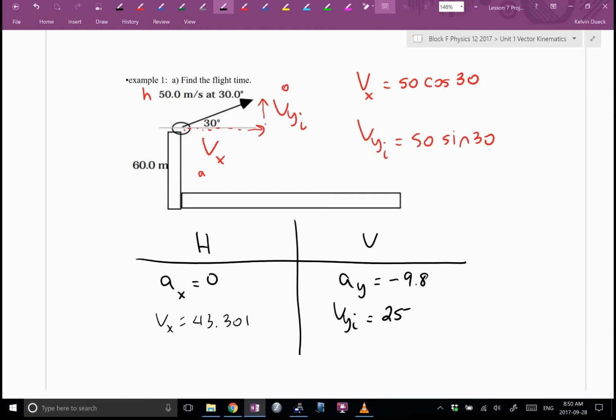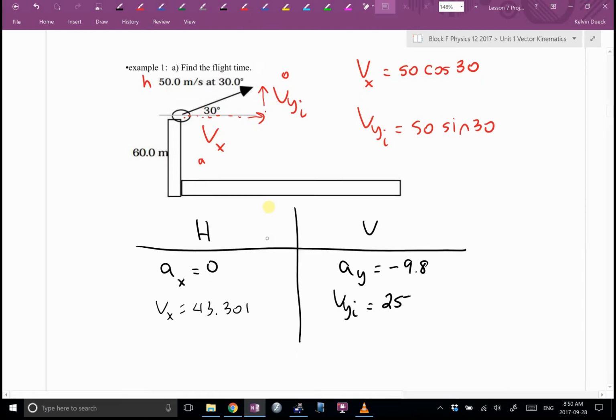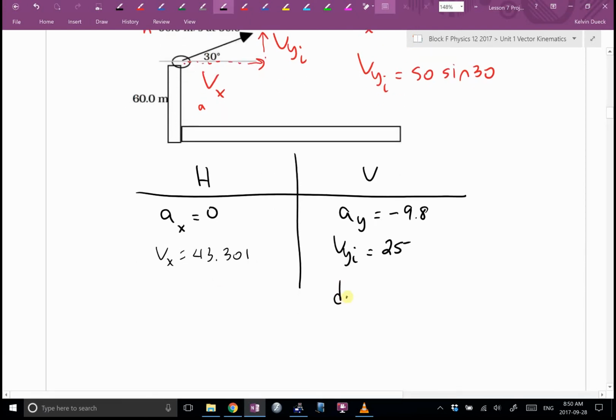Right now, I only have 2 things in each column. How many things do I need to solve? Where's the third thing? What else did the picture tell me? Okay, so I'll call that dy. What am I going to write? Yes.